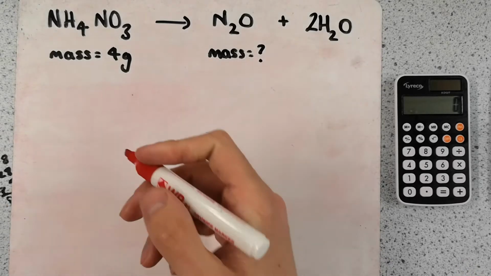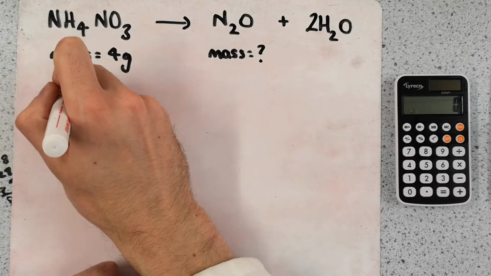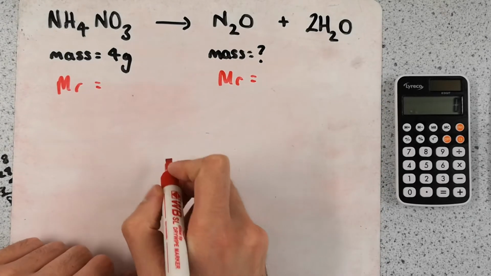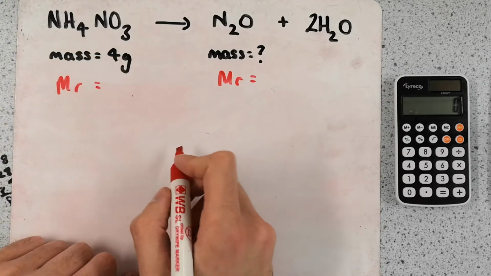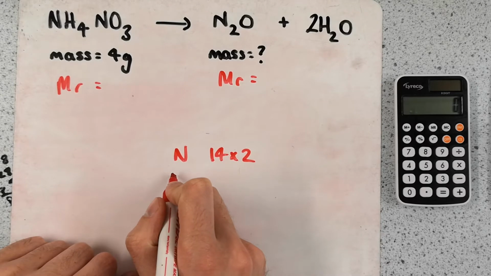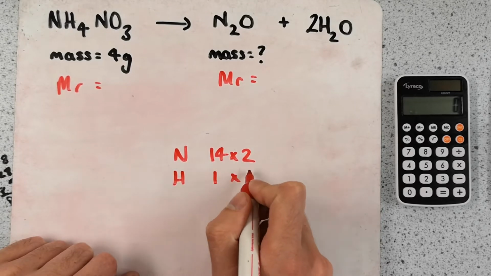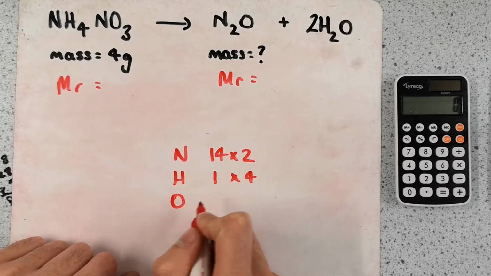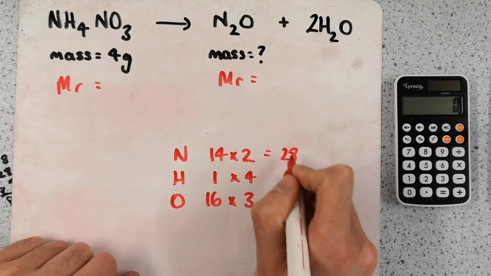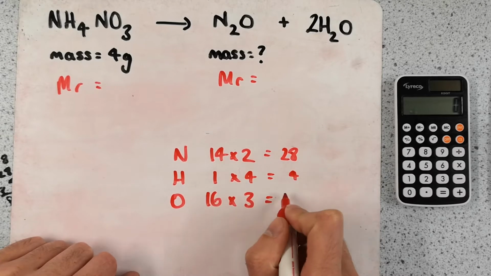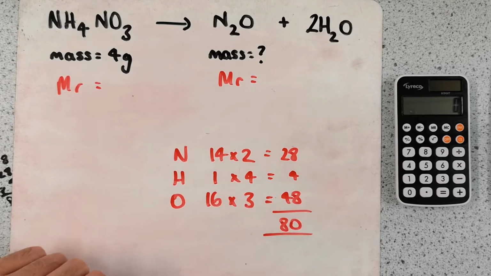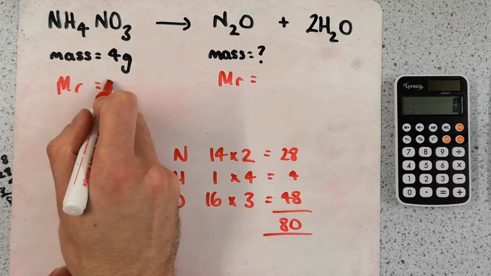So first thing we need to do before we can do any calculations is to work out the MRs of the two species. In the ammonium nitrate, I've got nitrogen that weighs 14 times 2, hydrogen that weighs 1 times 4, and oxygen that weighs 16 times 3. So I times those all together and then add them up to get an MR of 80.